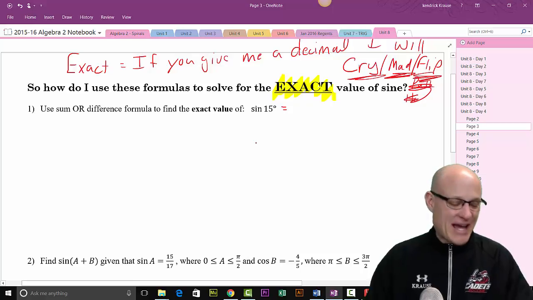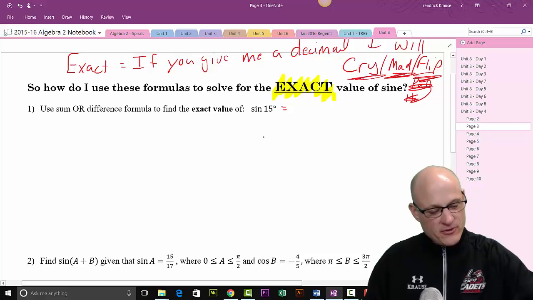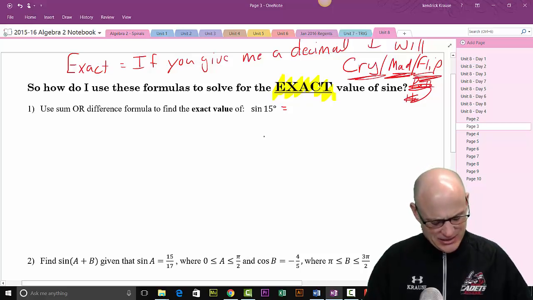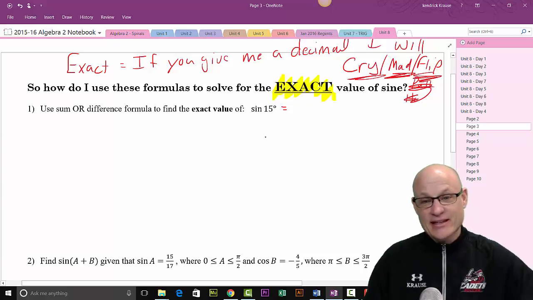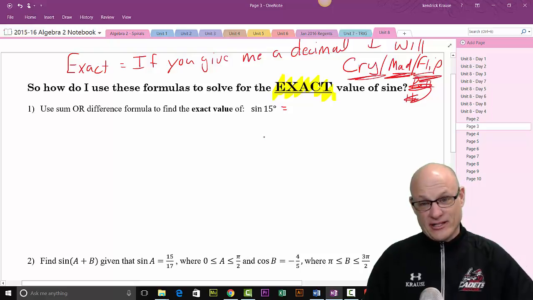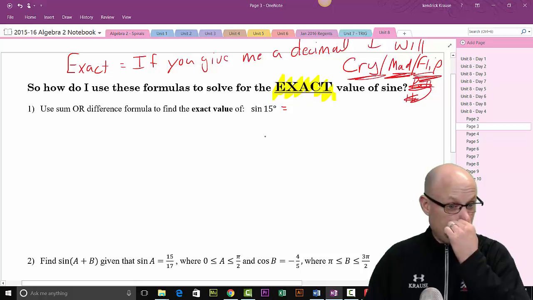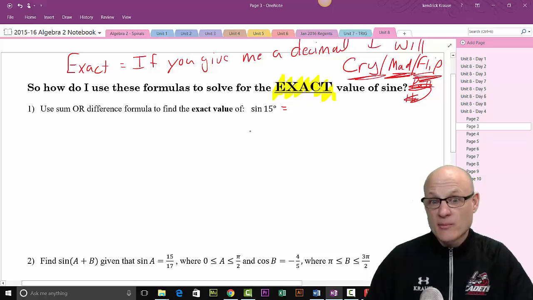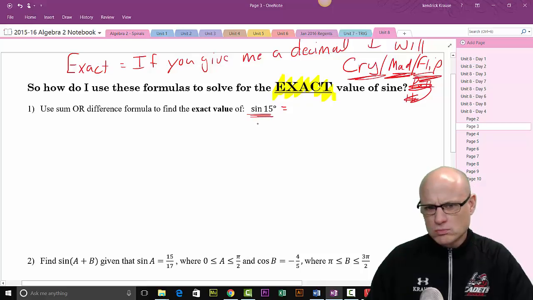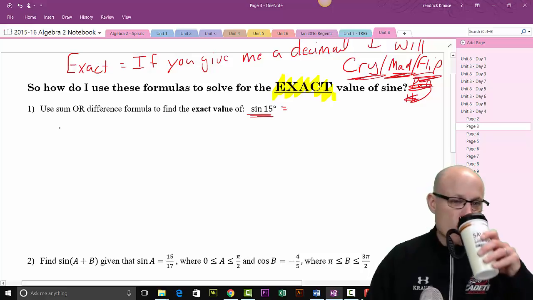So what do we have to do? We have to make up 15. Yeah, it's not that bad. Now, the only cool part about this is I'm going to give you angles that you kind of like, or angles that you can work with. So I need to make 15. What you talking about, Mr. Cruz? Parents will understand that one.